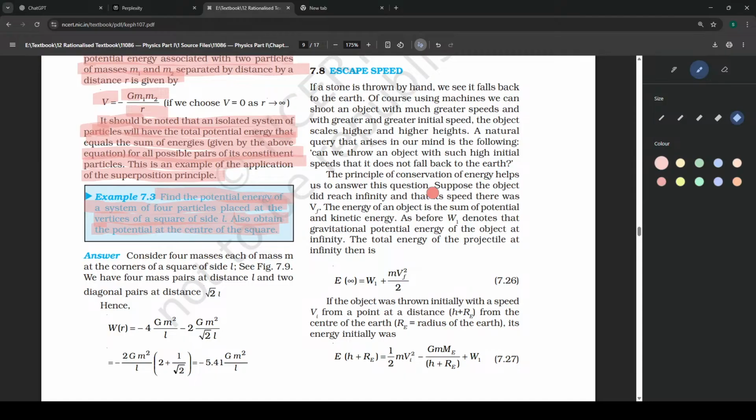We can use the formula n(n-1)/2, where for two systems, for three systems we'll get three pairs, and for four systems we'll get six pairs. When we consider four masses each of m at the corners of a square of side L, we have four mass pairs at a distance L and two diagonal pairs at distance root 2 L, so a total of six pairs.